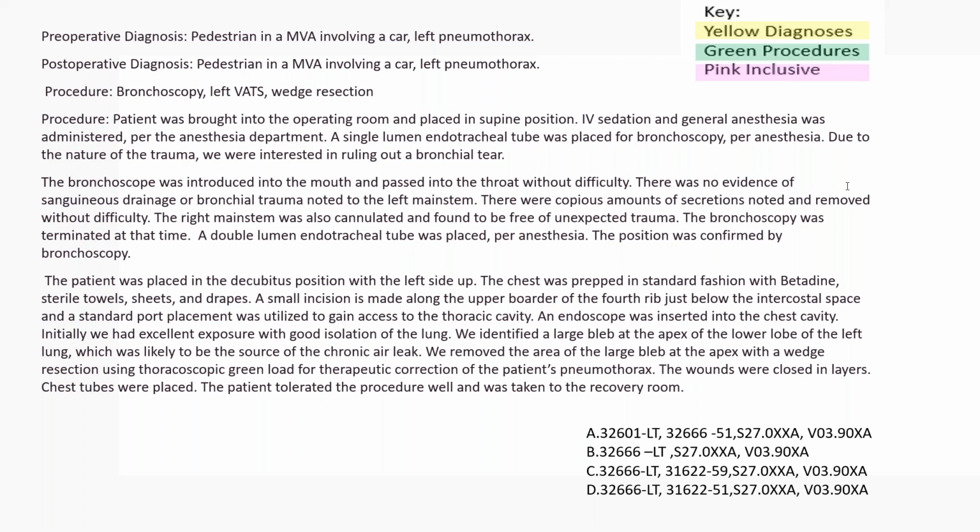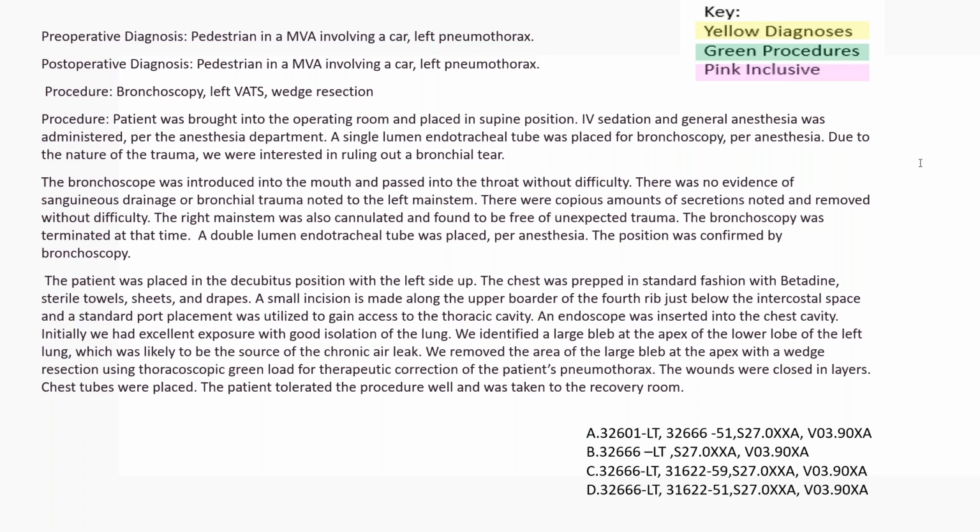A double lumen endotracheal tube was placed per anesthesia. The position was confirmed by bronchoscopy. The patient was placed in the decubitus position with the left side up. The chest was prepped in standard fashion with betadine, sterile towels, sheets, and drapes. A small incision is made along the upper border of the fourth rib just below the intercostal space, and a standard port placement was utilized to gain access to the thoracic cavity.